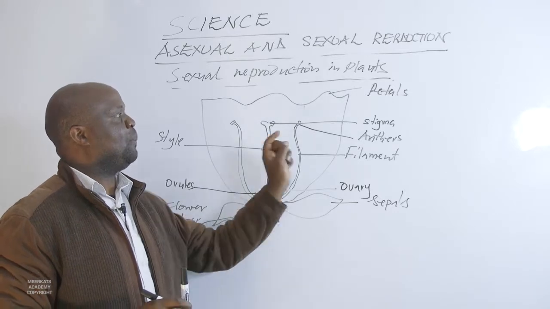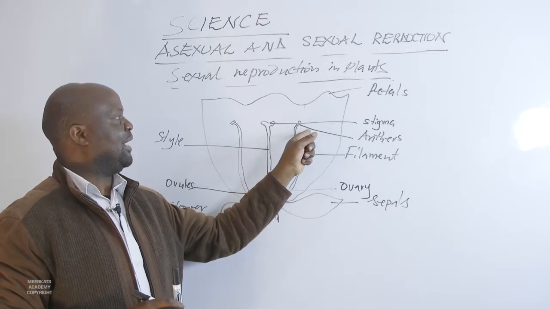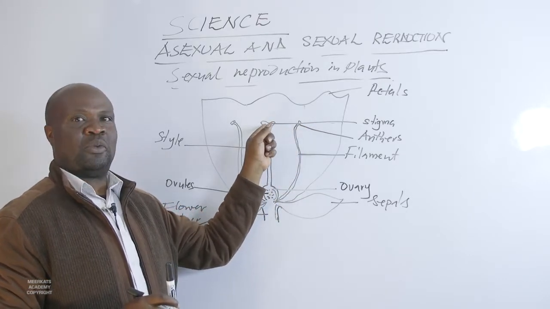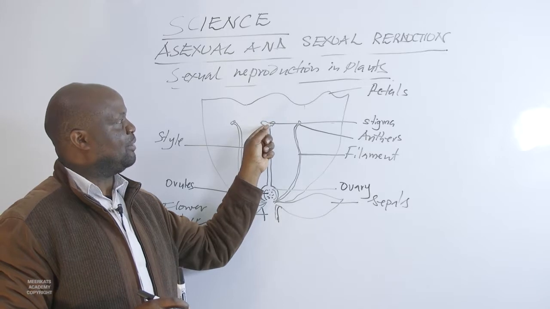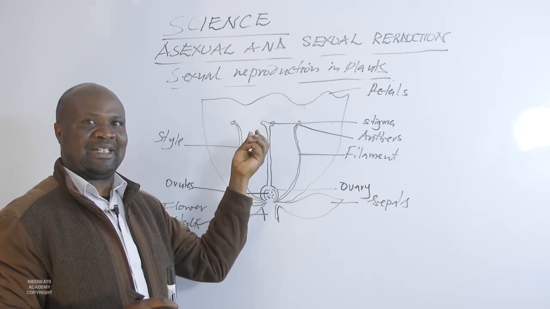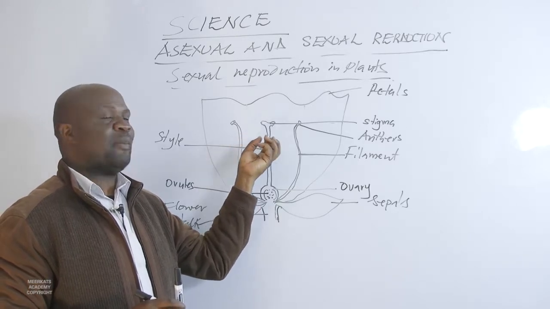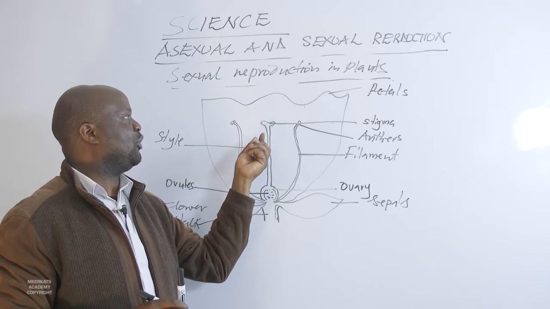And we have said pollen grains are produced by the anthers, and when they are produced, they will be able to fall on the stigma. The stigma, being feathery and sticky, will be able to trap that pollen grain that has fallen on it.